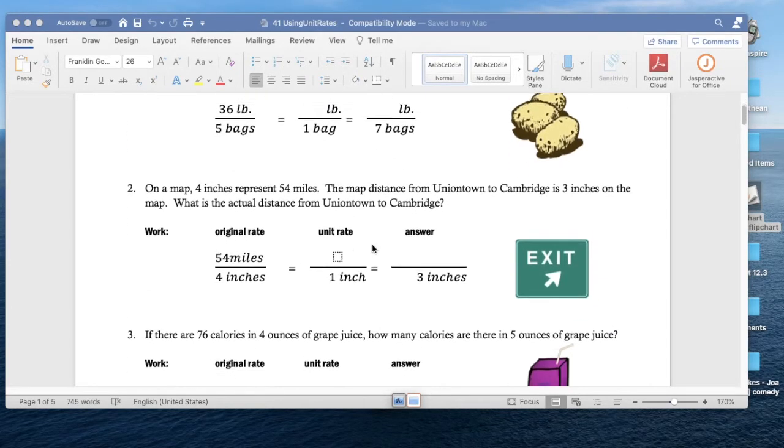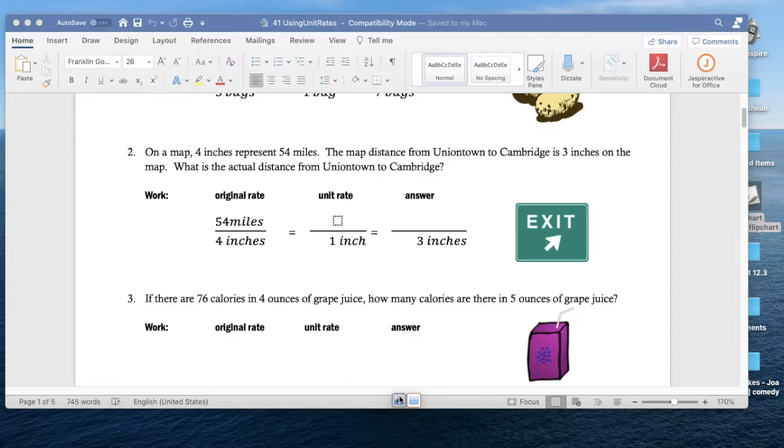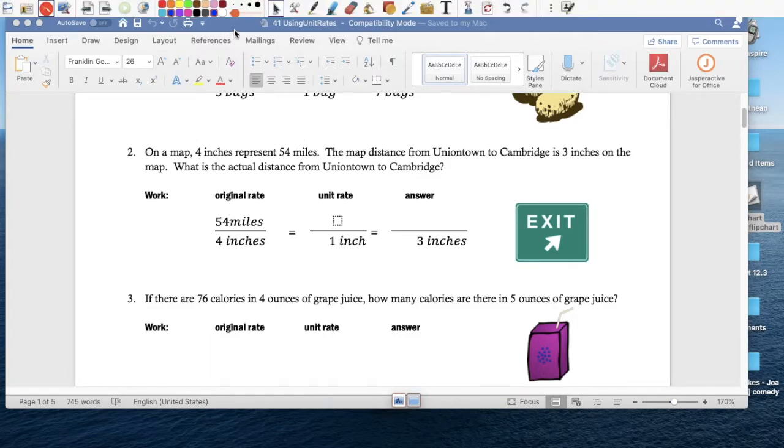All right, so let's see what we have. On a map, 4 inches represent 54 miles. 4 inches is 54 miles on a map. All right, so the distance from Uniontown to Cambridge is 3 inches on the map. What is the actual distance from Uniontown to Cambridge? Okay, so on a map the distance of 4 inches is 54 miles in real life. How much is 3 inches in real life?